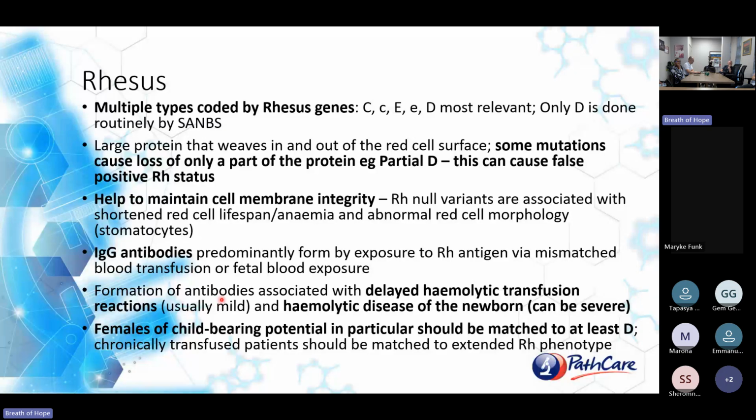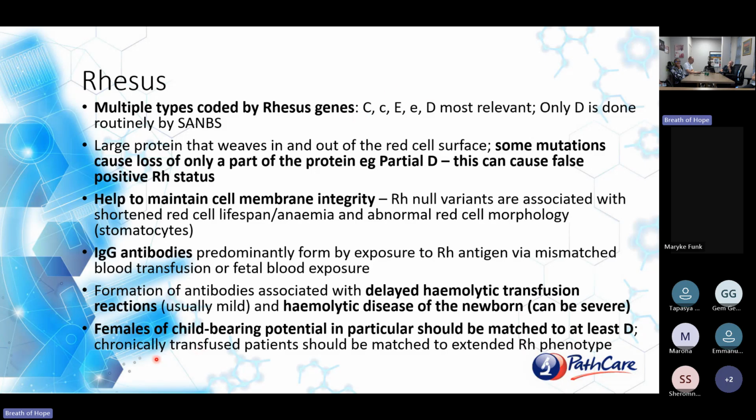Once you have these antibodies, the main issue that is associated is hemolytic disease of the newborn, which can be quite severe, and you can also get delayed hemolytic transfusion reactions, which are usually mild. So generally, with rhesus matching, you're more worried about your females of childbearing potential. They should be matched to at least D. More advanced settings are now matching to C and E as well.